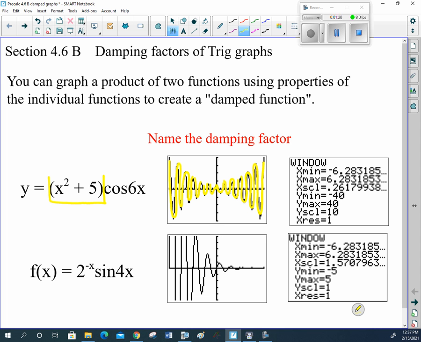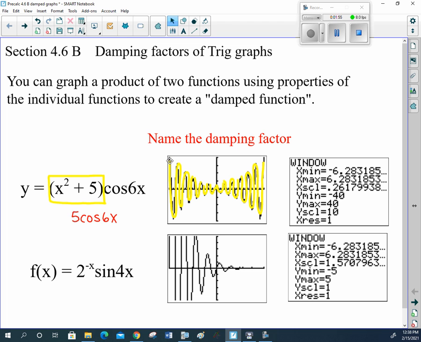So it's this part of the equation right here, x squared plus 5. That's the damping factor. Whatever's in the amplitude spot is what's going to cause a damping effect. And in order for it to cause a damping effect, there needs to be a variable in that spot. If it was just a number, like 5 cosine 6x, it won't cause any damping of the graph. The only thing the 5 does is change the amplitude to go up 5 and down to 5. So there won't be any damping effect.